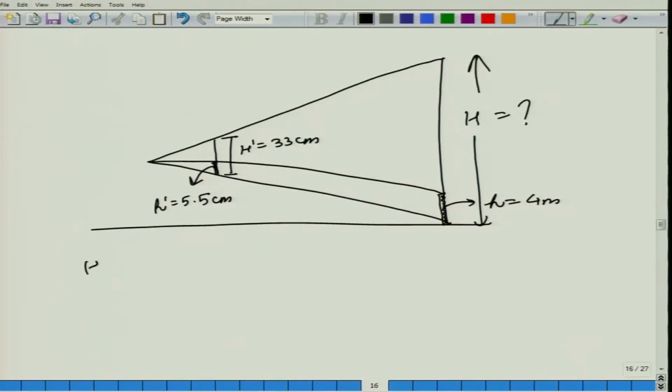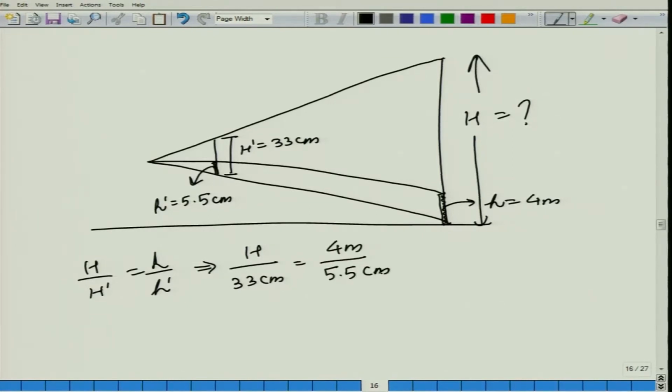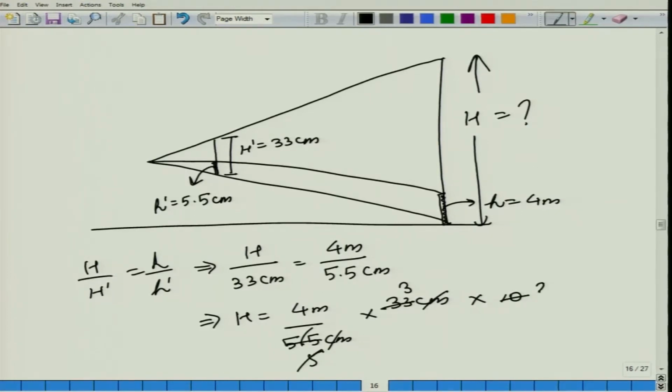So, again using the relation H upon H prime is equal to small h upon small h prime, we get capital H upon H prime, that is 33 centimeters, is equal to small h, that is 4 meters, upon 5.5 centimeters. So, we get H is equal to 4 meters by 5.5 centimeters into 33 centimeters. So, 11 3s are 33, 11 5s are 55, 5 2s are 10, 4 3s are 12, 2s are 24 meters. So, we can calculate that the height of the tree is 24 meters.